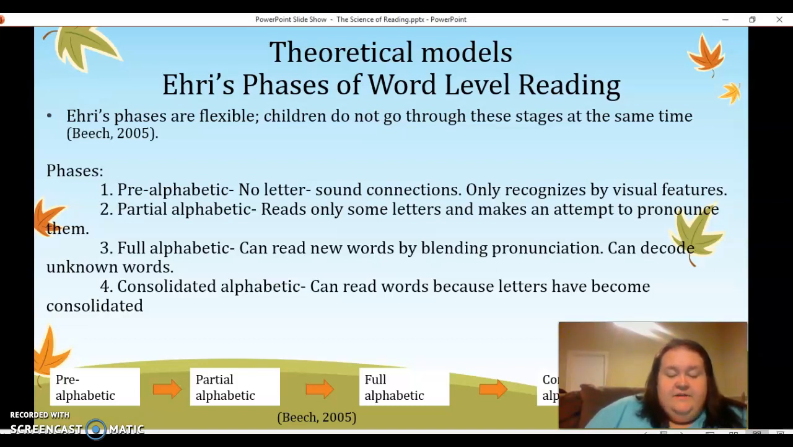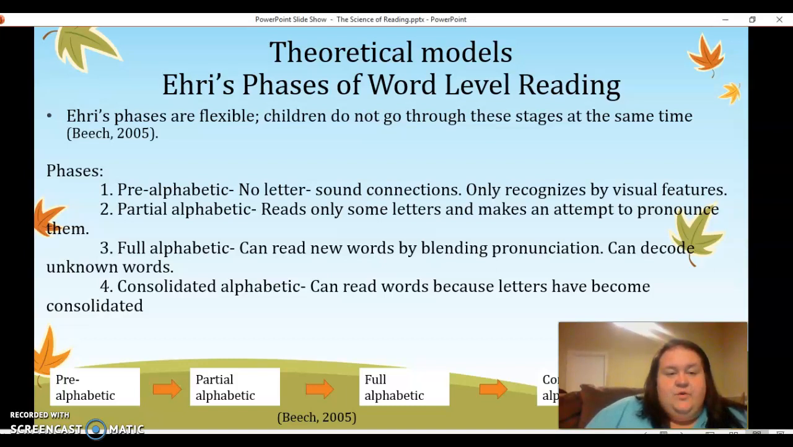Partial alphabetic phase: the students in this phase can read and recognize some letters and use knowledge of these letters to attempt pronunciation, and they particularly pay attention to the first and final letters, and that's very important for them. Their words are stored in memory to be activated in the next encounter.